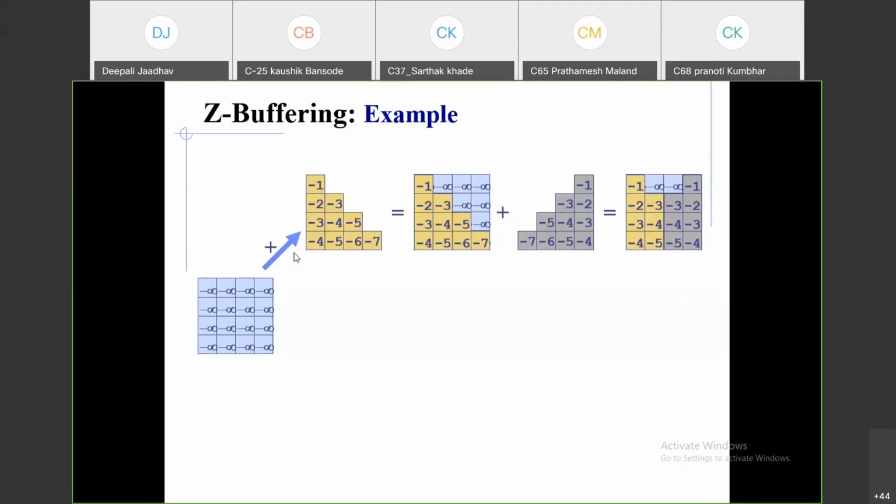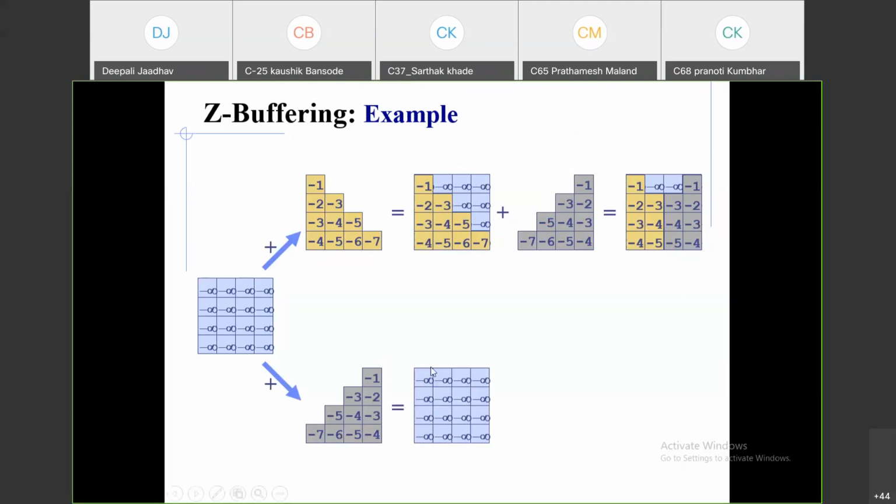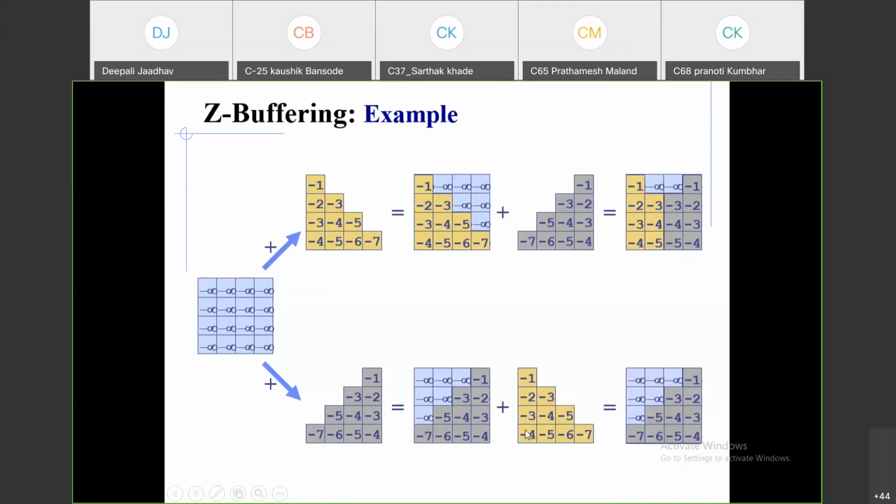Now suppose we are going to do it in the opposite way. First we consider this polygon. So start with minus 7, minus 6, minus 5, minus 4, then minus 3, minus 3, minus 2, minus 1. Now this polygon is compared. So this one or this one. So which is the largest? Minus 4. This one, which is the largest? Minus 5. The minus 5 is largest, so kept as it is.